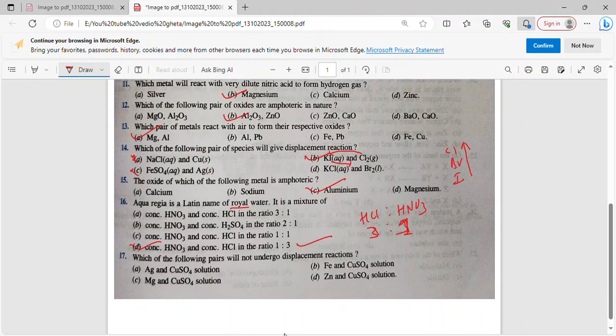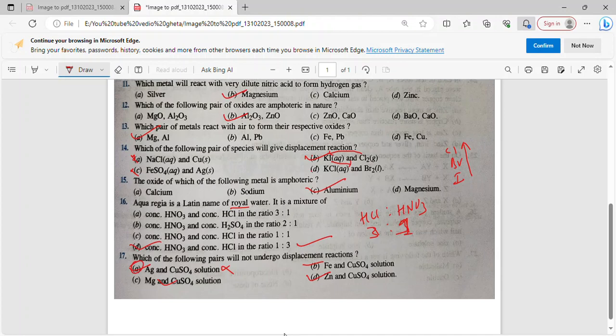Which of the following pairs will not undergo a displacement reaction? Silver and copper sulfate. Can you think silver can displace copper? So only A will not undergo it, because silver is less reactive and copper is more reactive than silver. Iron is more reactive than copper, so this will also take place. There is no chance for A, so this is the answer, right?